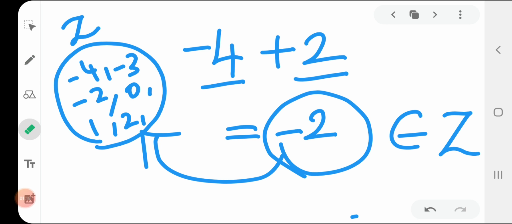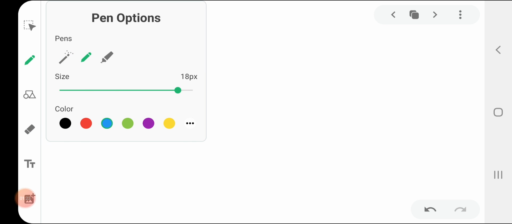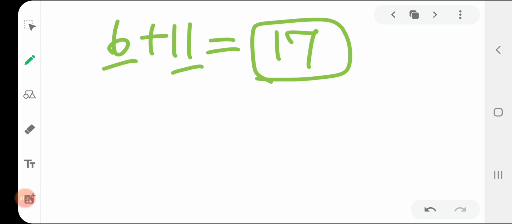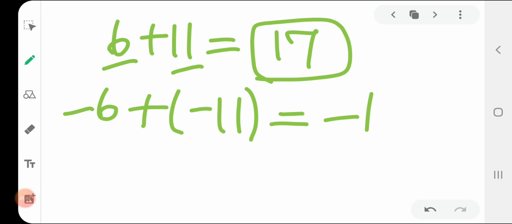We will take any value. I will take two positive numbers, 6 plus 11. What will be the answer? 6 is one of the integers, a positive integer. 11 is also a positive integer. When we add 6 plus 11, we will get 17. This is also one of the integers. Next we will take two negative numbers, minus 6 plus minus 11. Then the resultant will be minus 17. This is also an integer.